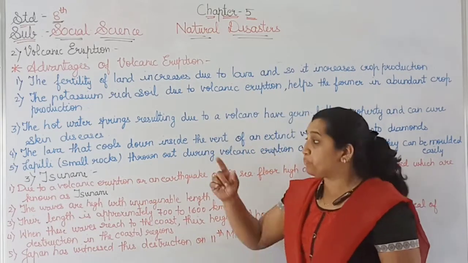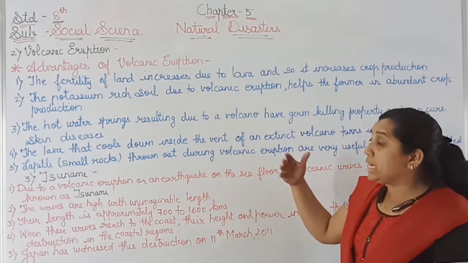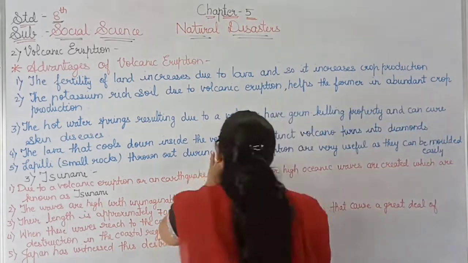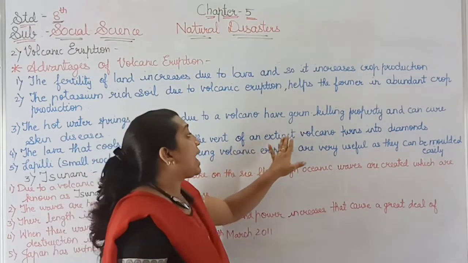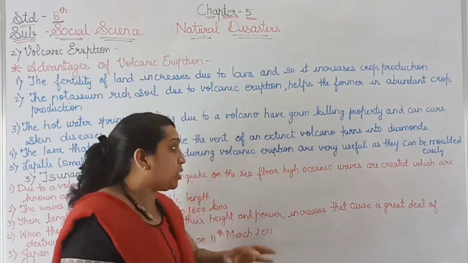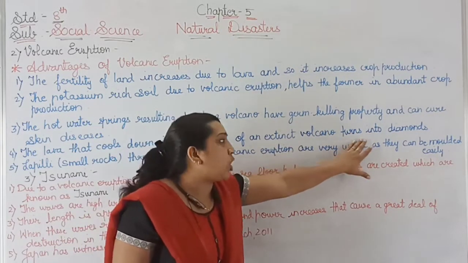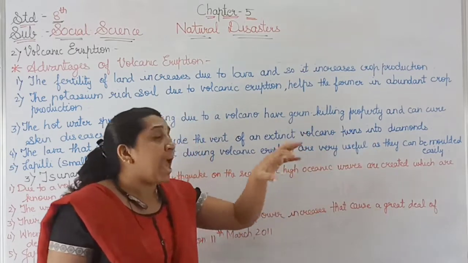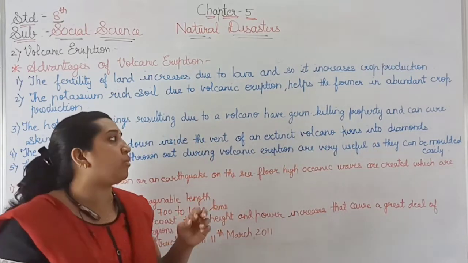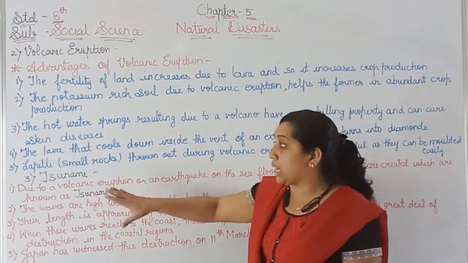Now the fourth one, the lava that cools down into the vent, into the particular interior portion of the earth of an extinct volcano, turns itself into diamond. So when the lava becomes a solid form, it gets converted into diamond, and that also we are using from the environment, from the volcanic eruption.